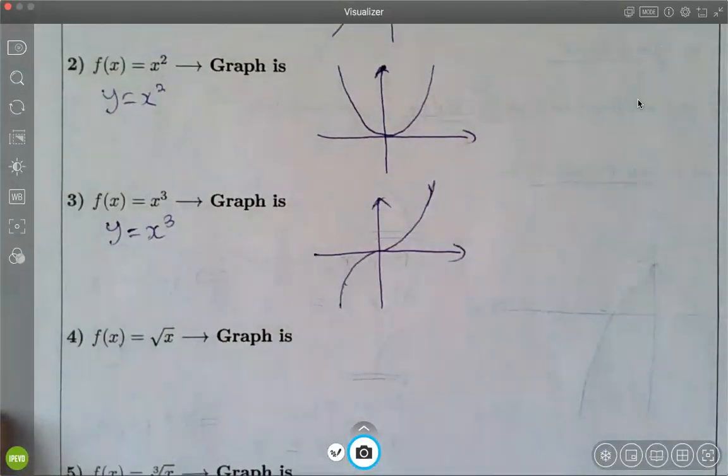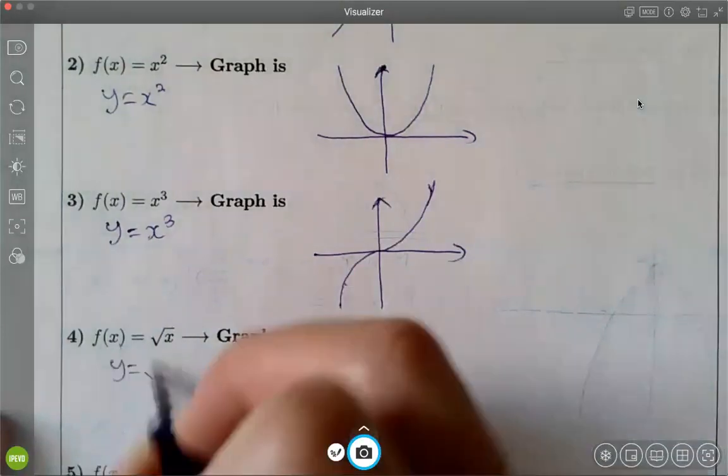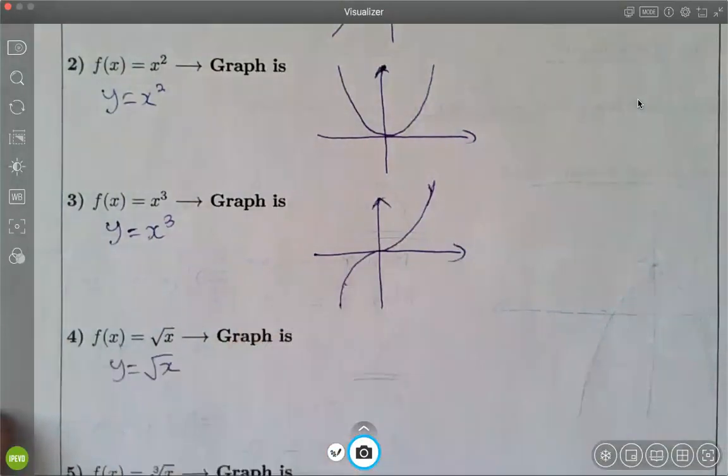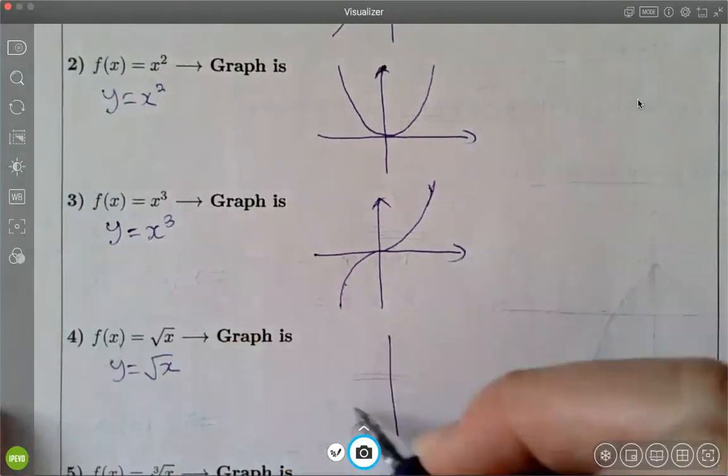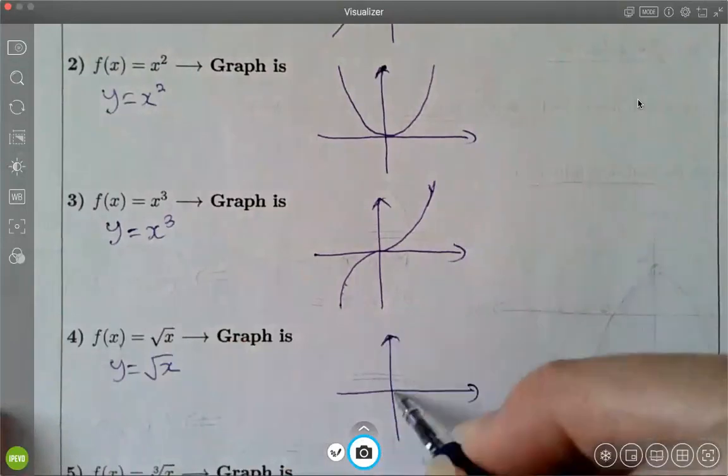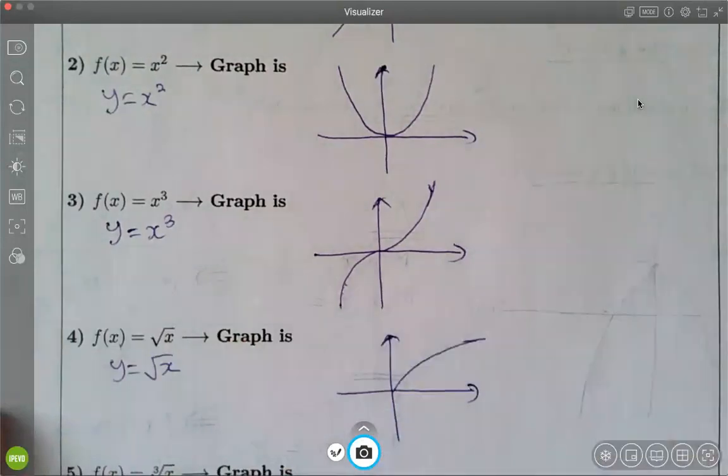And now, f of x equals square root of x. So what does that mean? We have y equals square root of x, and if you remember, that is kind of a half curve, right? The anchor point is at the origin, and then it kind of increases slowly. Remember that?